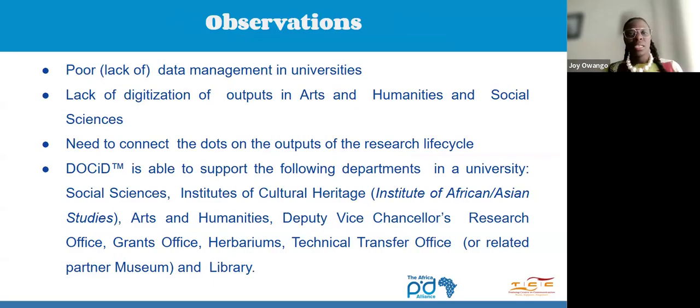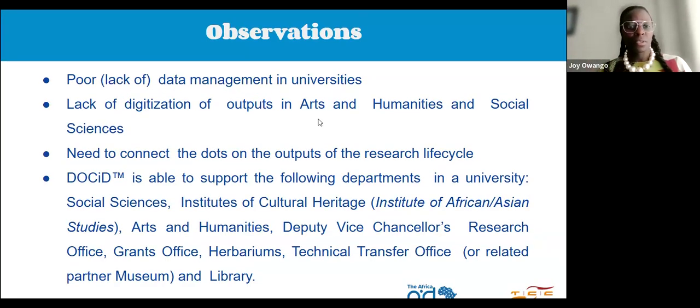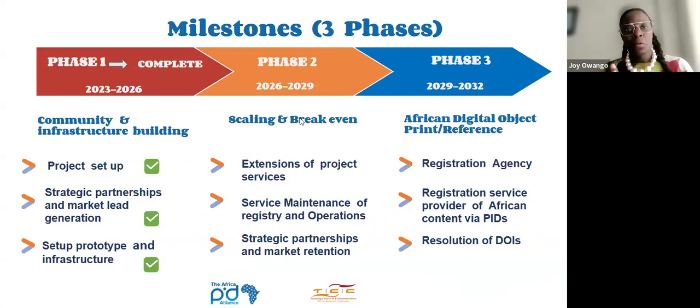When you critically look at it, you're looking at a Department of Social Sciences or Arts and Humanities, Institutes of Cultural Heritage, whether it is an Institute of African or Asian Studies. It can connect the Deputy Vice Chancellor's Research Office, Grants Office, herbariums, where you have the special collections, or technology transfer offices, all within one ecosystem, and the primary library as well. You can find it all within one ecosystem.